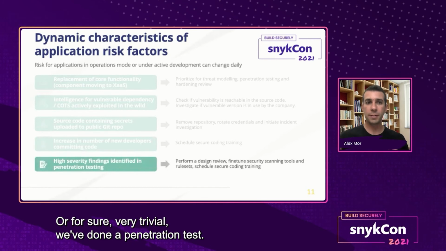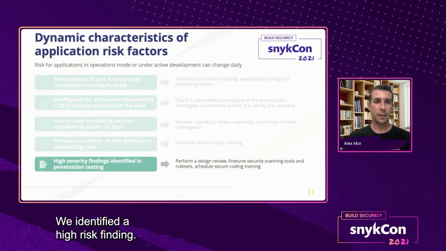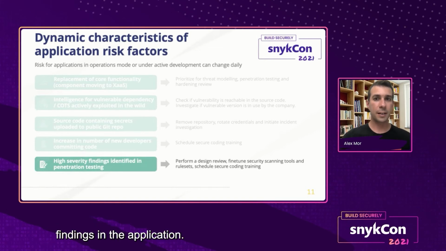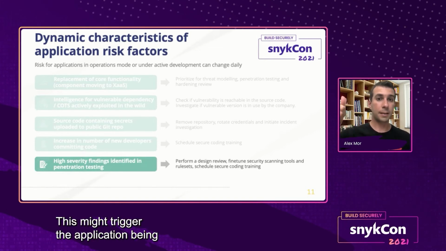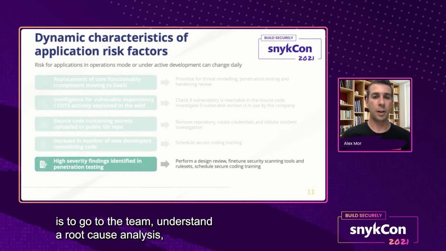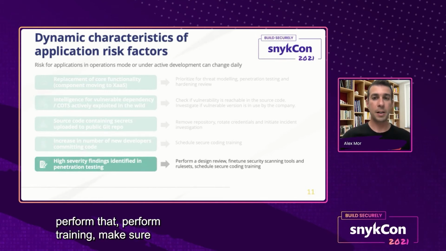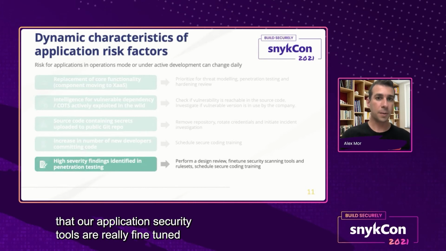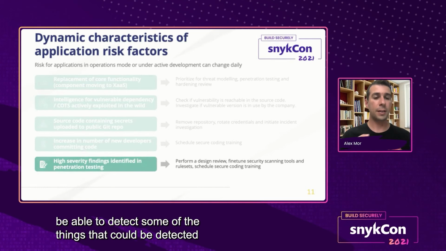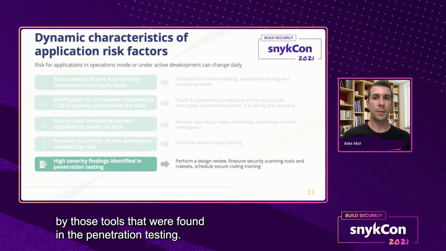Or for sure, very trivial, we've done a penetration test. We identified high-risk findings. So now we need to go back and update our application risk profile to say, okay, we have high-risk findings in the application. This might move the application from medium risk to high risk. And then what we have to do for sure is go to the team, perform root cause analysis, perform training, and make sure that our application security tools are really fine-tuned with the rule sets and tweaks to actually be able to detect some of the things that were found in the penetration testing.